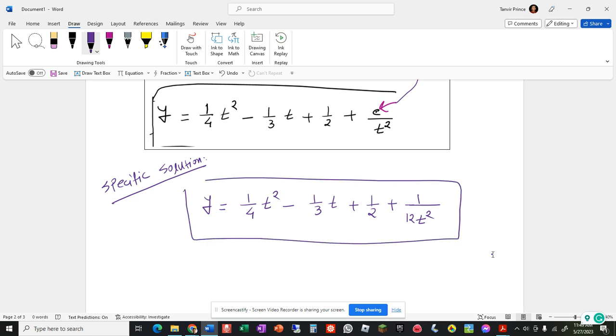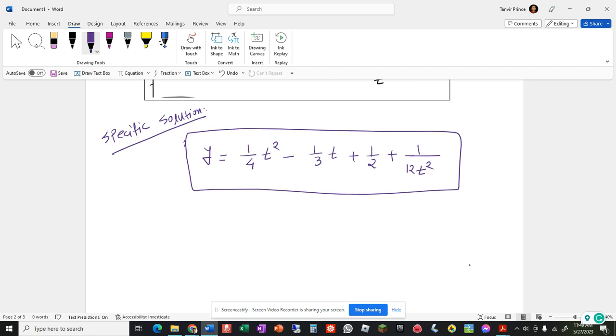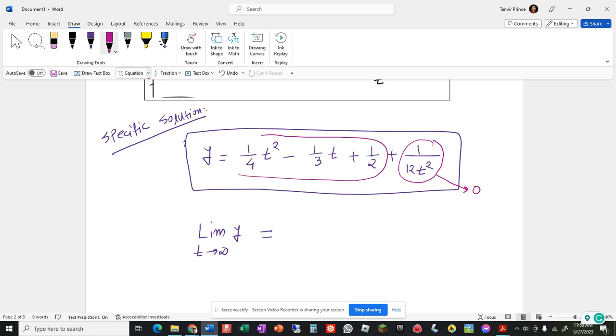Here, if you ask what is the long-term behavior of this function, so what happens as limit t approaches infinity of this function y, right? What happens to that? You can see that this part, as t approaches infinity, actually goes to 0. So the function actually approaches this quadratic function. So the long-term behavior of my y is actually a quadratic function. It behaves like a quadratic function. So that's the long-term behavior.